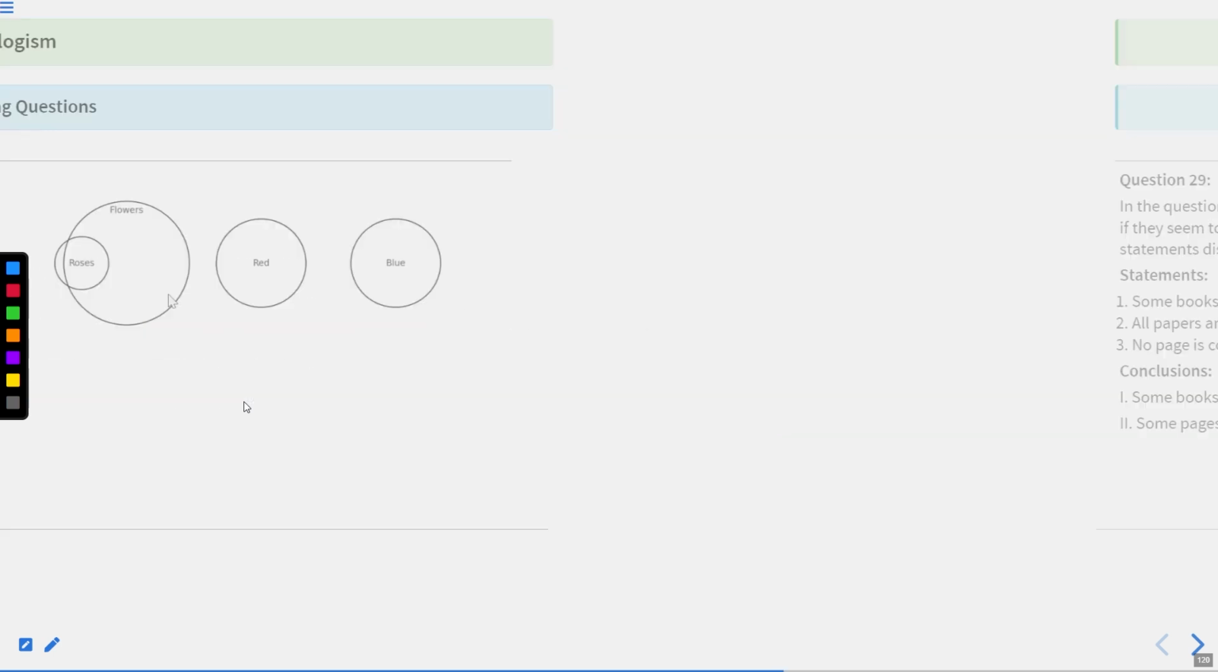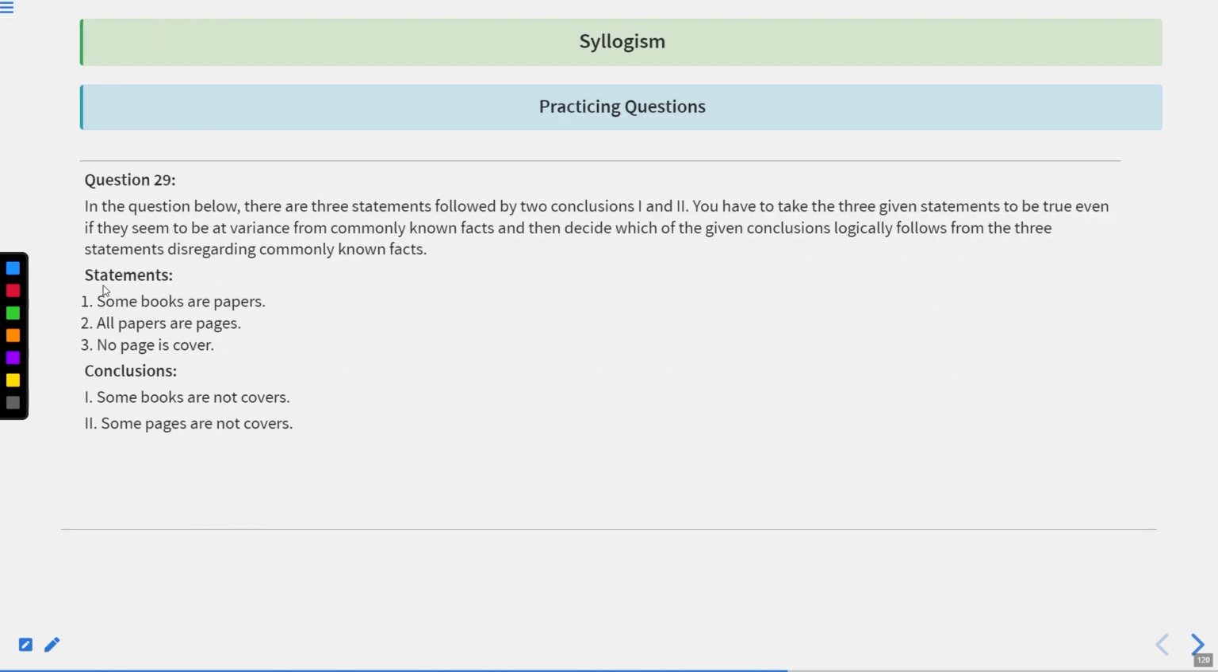Okay, so again, my dear students, there is a next question that is right now in front of you. I would request you all to solve this question, and we will then figure out what the correct answer for this question is, what the correct approach is, and how the syllogism needs to be solved.